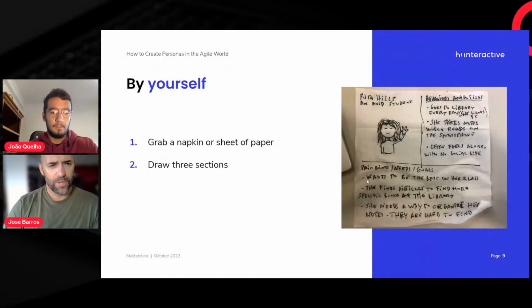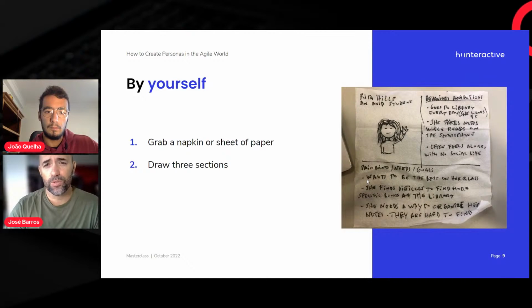If you're doing it by yourself, this is an example of a napkin I used to create a persona. You can do this by grabbing a napkin or a piece of paper, or if you like to use online tools like Miro or Mural or Figma, you can use them as well. Basically, you divide the napkin, the sheet of paper or the drawing that you have into three parts. Sometimes you can have it in four parts.